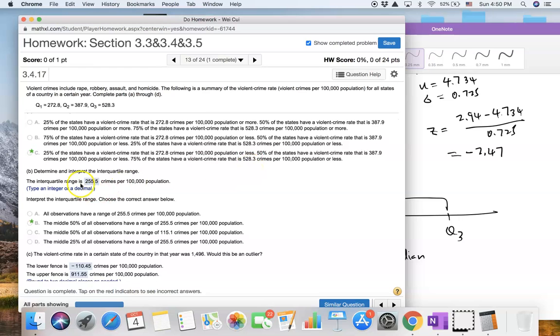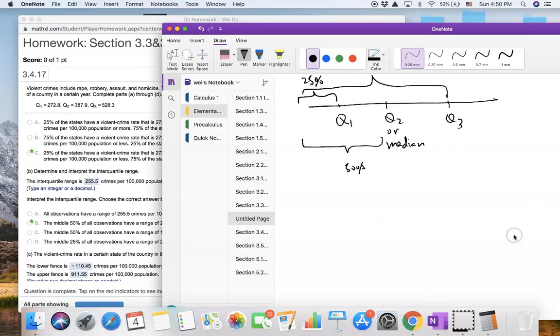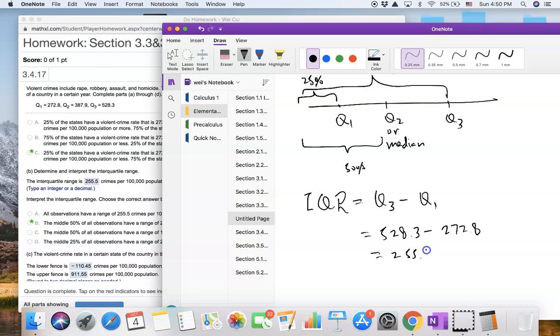Okay. And for the interquartile range, the interquartile range is given by the difference between the third quartile and the first quartile. So we do 528.3 minus 272.8. So we can find this answer.